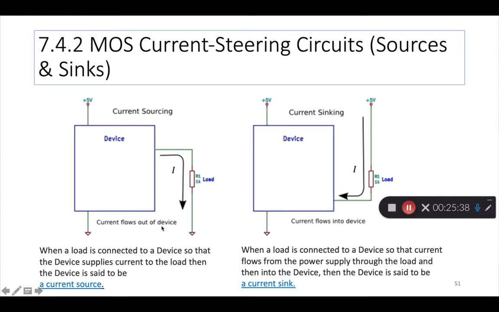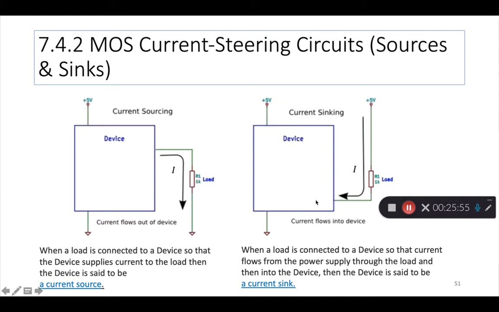So, current flows out of the device. When a load is connected to a device so that the device supplies current to the load, then the device is said to be a current source. Let's look at the opposite.